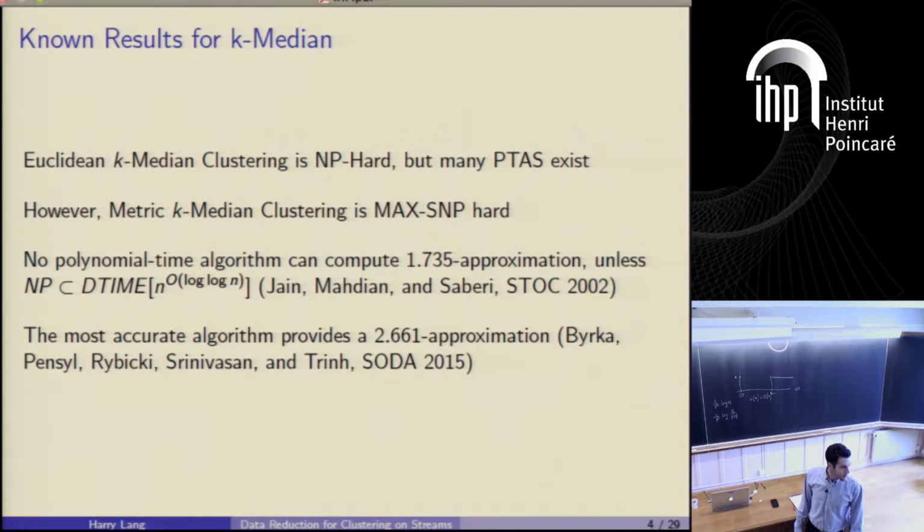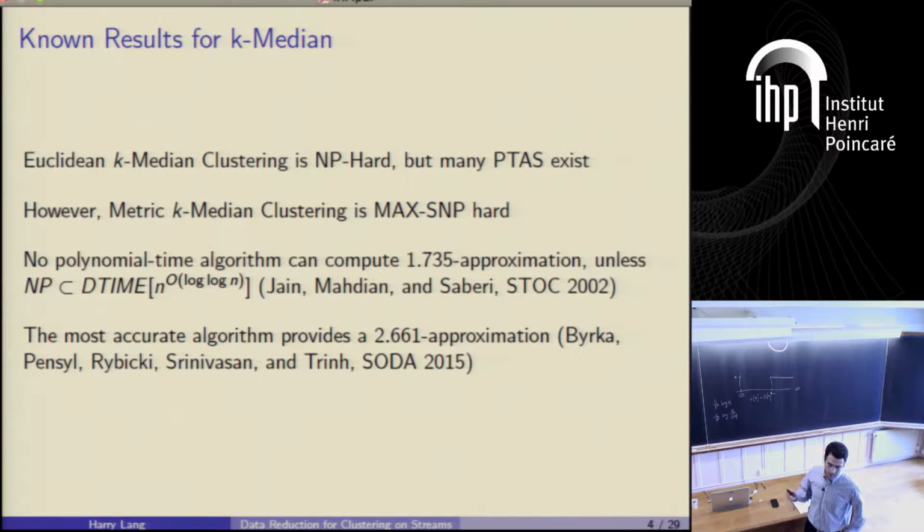The 1.735 is not correct. It assumes the facilities set is different from the demand set. I see. So if you force them to be the same, that exact reduction does not work. Oh, really? Okay. Instead of 1 plus 2 over e, it will be 1 plus 1 over e. Okay, so like 1.3 or 4, like this. Okay, thank you. So that's for when the facility set is disjoint from the demand set. Okay, thank you.